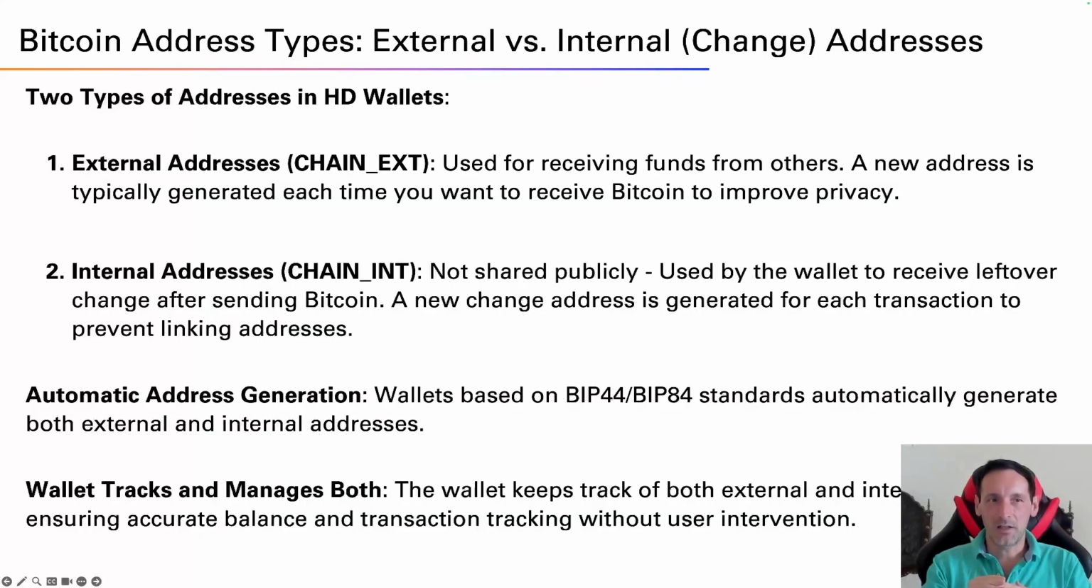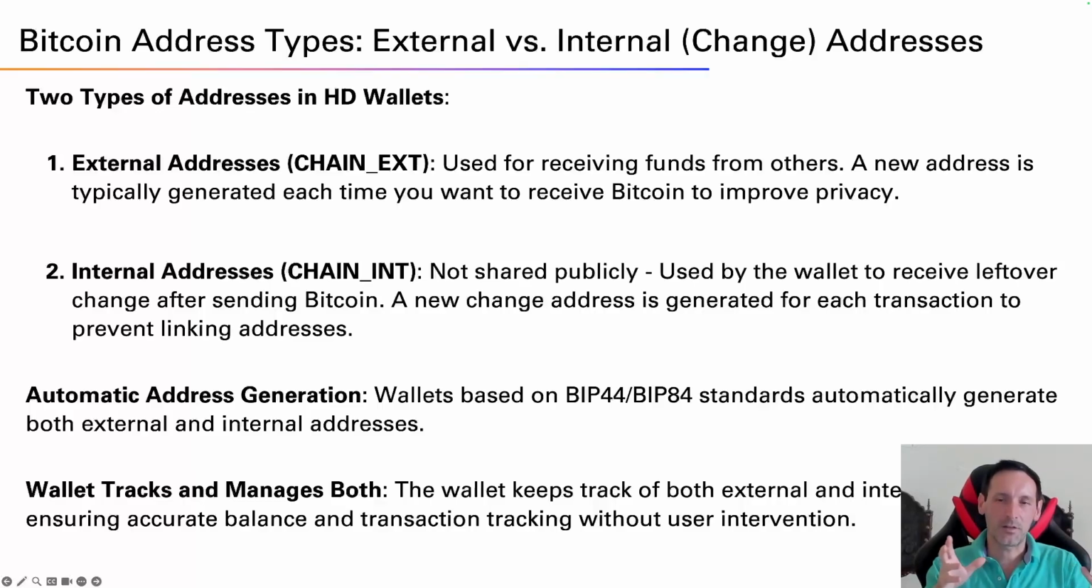So in this slide, just a little bit about Bitcoin addresses, external versus internal change addresses. This is actually quite important to talk about because the script, as you will see in the next slide, will show chain underscore ext and chain underscore int. So this is external and internal. So chain external, chain internal. So let's talk a little bit about this.